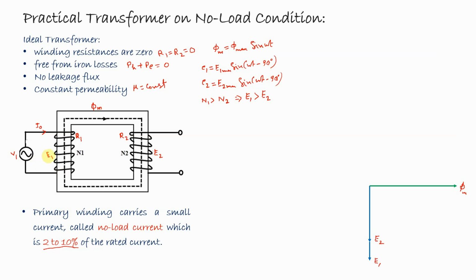Now, the EMF which is induced in the primary, this induced EMF will be supplied from the source. That means in the source voltage, there should be a part of the source voltage that will compensate this induced EMF. That means in the source voltage, there should be one component which will be equal but opposite of this induced EMF according to Lenz's law.